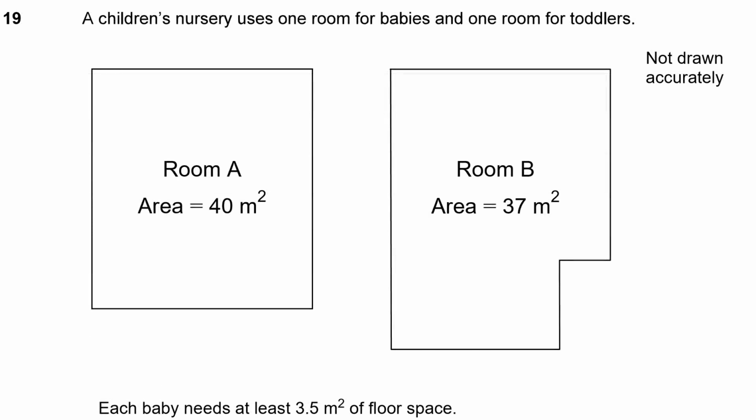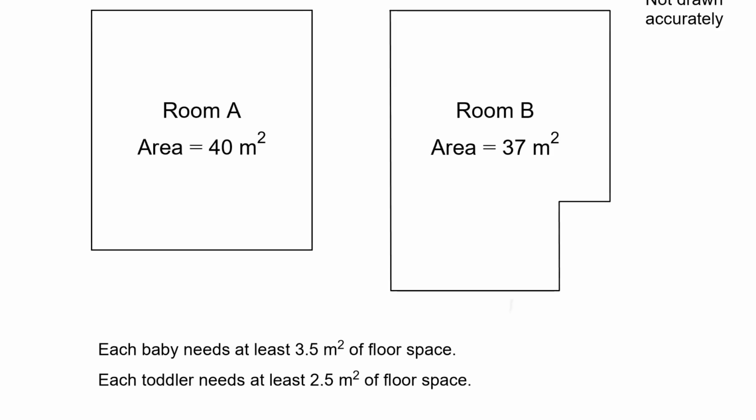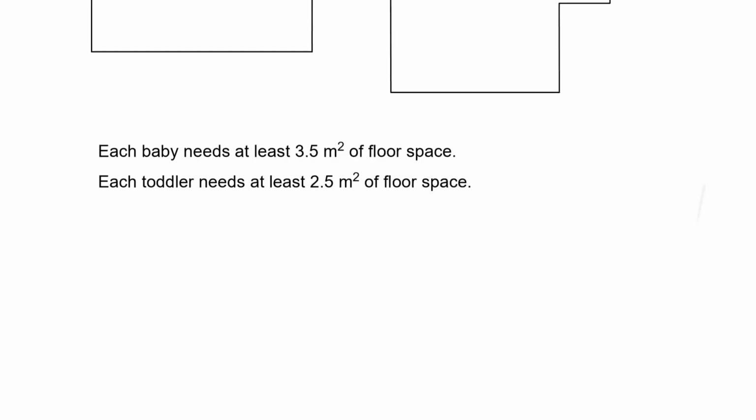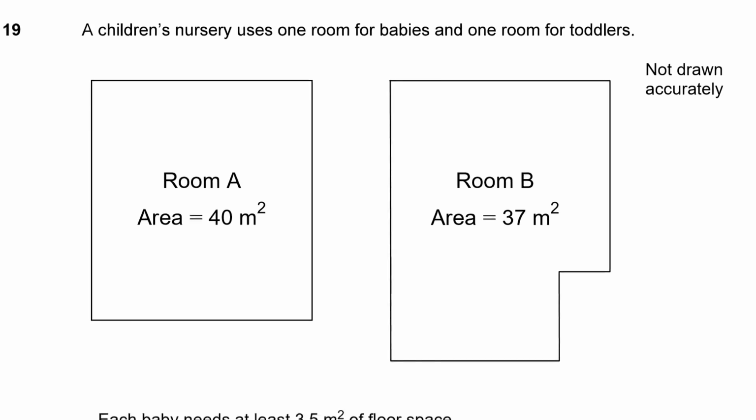A children's nursery uses 1 room for babies and 1 room for toddlers. Okay, so we've got room A, which has an area of 40 meters squared, and room B, which has an area of 37 meters squared. It says each baby needs at least 3.5 meters squared of floor space, and each toddler needs 2.5 meters squared of floor space. Okay, so what's the question?